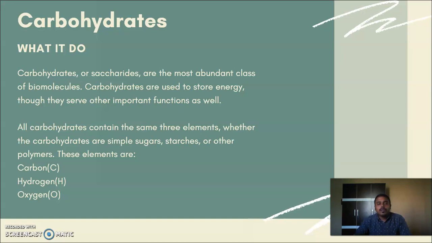For our survival and to do all our functions, we need some energy. This energy is stored in the form of carbohydrates. And all the carbohydrates usually contain the same three elements. There are many types of carbohydrates, but whatever it is, if you take any carbohydrate, it's going to have the same three elements. Whether the carbohydrates are simple sugars or a complex one like starch or other polymers, the elements are going to be carbon, hydrogen and oxygen. So C for carbon, H for hydrogen and O for oxygen. So CHO is going to be carbohydrates.